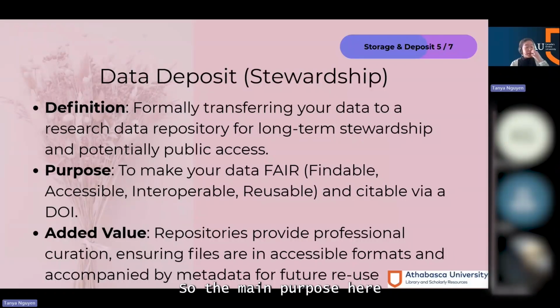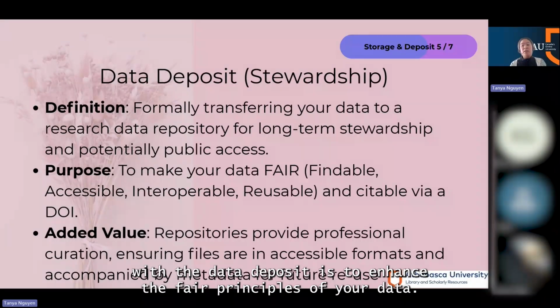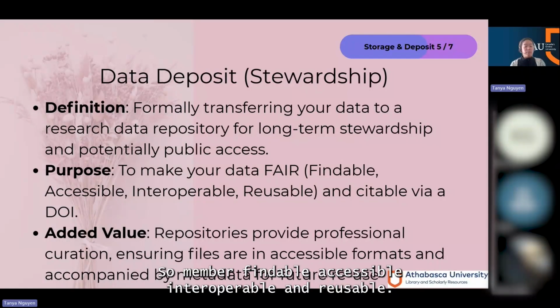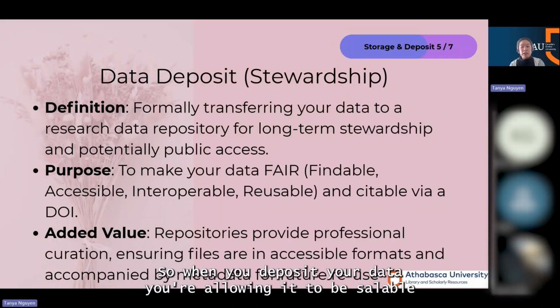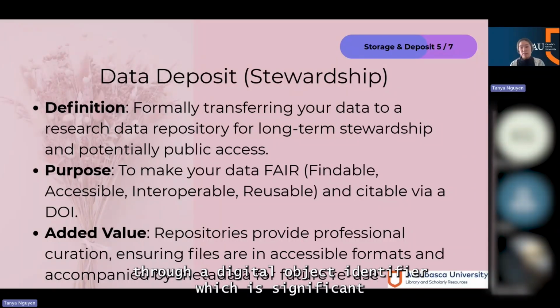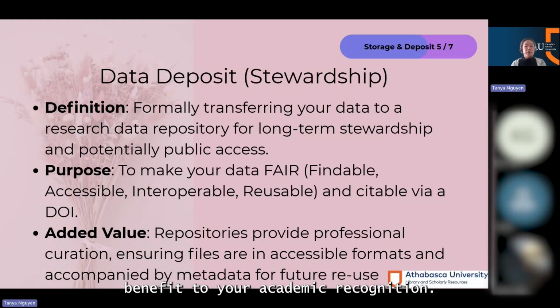So the main purpose here with the data deposit is to enhance the FAIR principles of your data. So remember, findable, accessible, interoperable, and reusable. So it's not about just storage, it's adding value to your research. So when you deposit your data, you're allowing it to be citable through a digital object identifier, which is a significant benefit to your academic recognition.